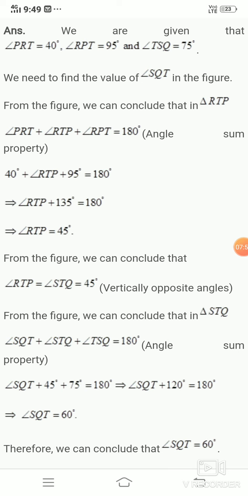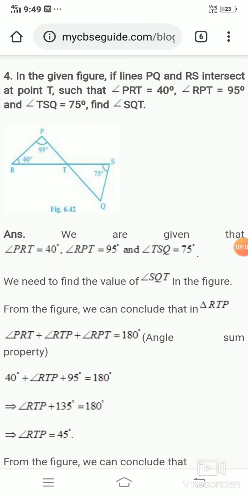Right. So here you used two things. One is the angle sum property at T. Next, vertically opposite angles. Then the third one is also the angle sum property of the triangle SQT. Right.